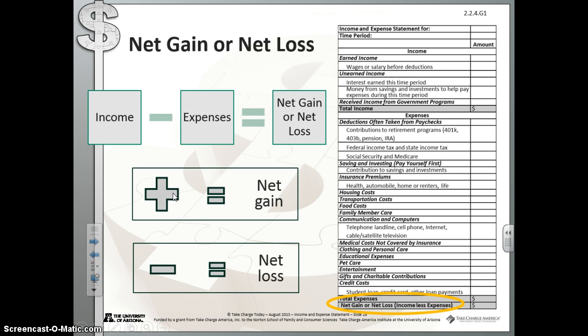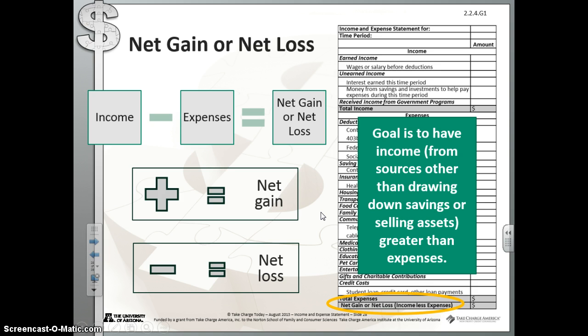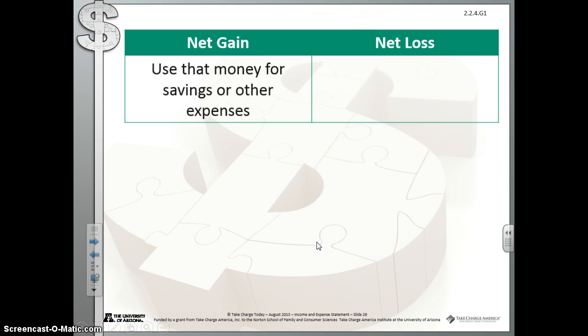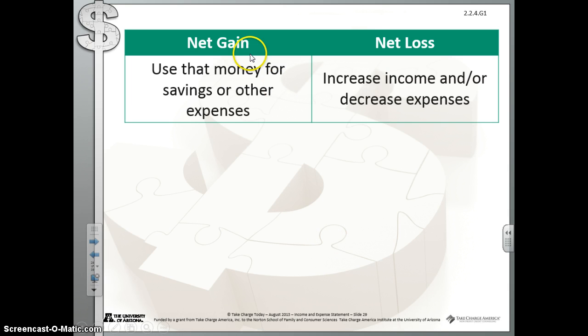Okay, if we have a plus, of course, that's a net gain. If we have a negative, then that is a net loss. The goal is to have income from other sources other than drawing down savings or selling assets greater than expenses. So in other words, we just want our income to be greater than our expenses. Net gain. Use that money for savings or other expenses. Net loss. Increase income and or decrease expenses. So if I have a net gain, we can use that money to save or buy something else that we may need. But a net loss, then we've got to find a way to increase our income and decrease our expenses. Maybe we're paying for something that we don't need.